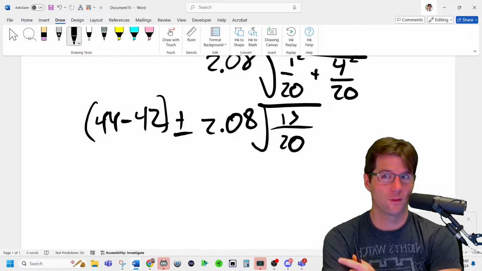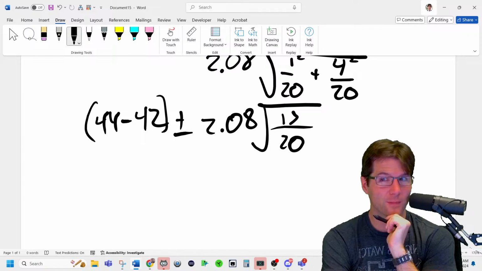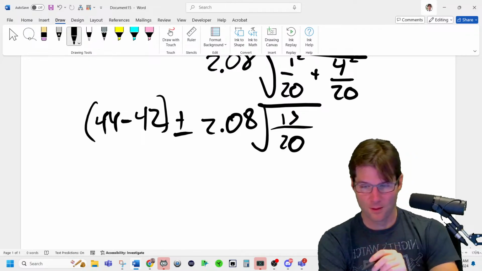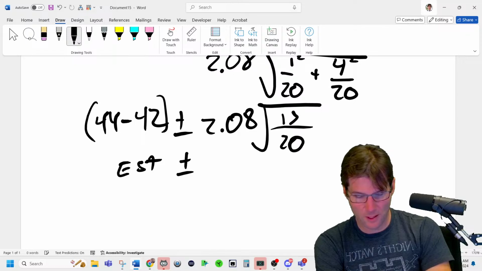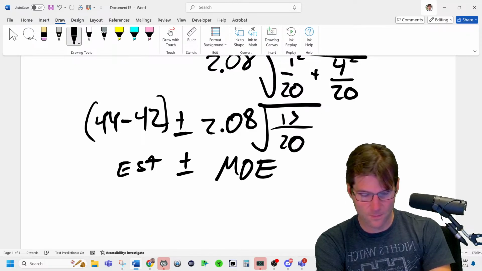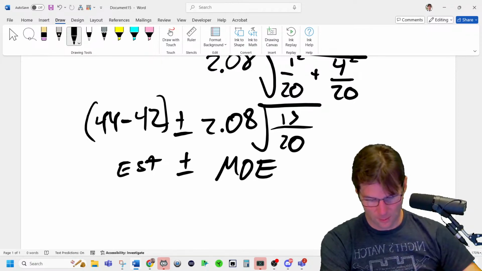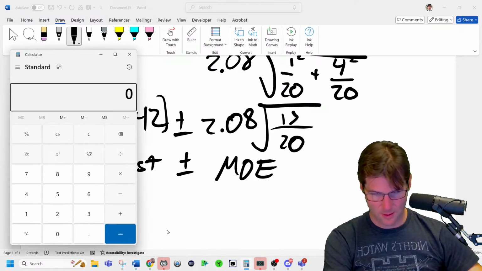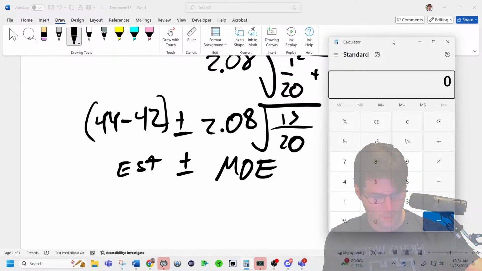Well, let me start right there. Where's the center of the interval? Where's the estimate? Take a guess if you don't know. So it's always an estimate, every interval we do, plus or minus a margin of error. So what's the estimate of the difference? I'll get the margin of error while you get the estimate. Oh, and you see it over there. Margin of error being calculated over here.